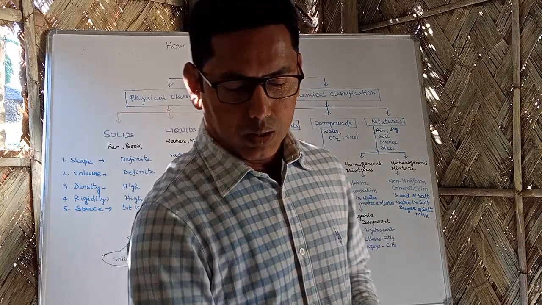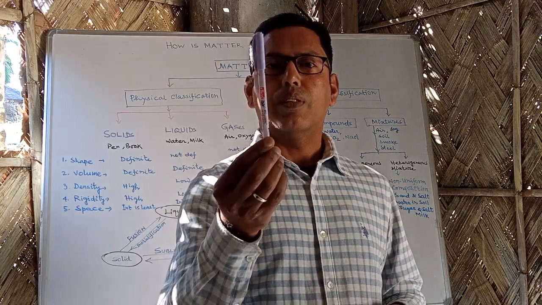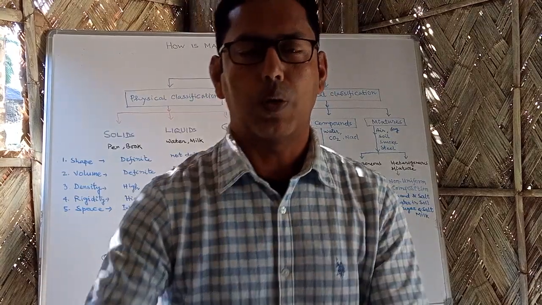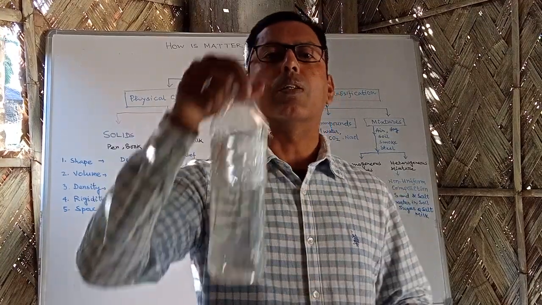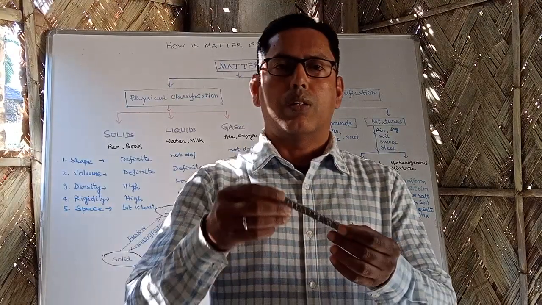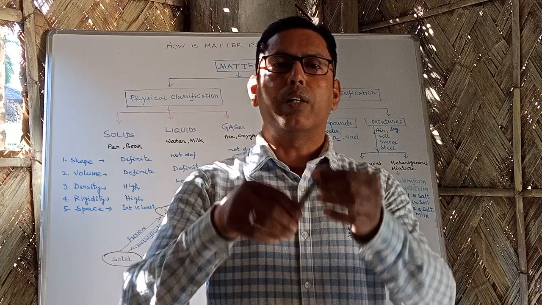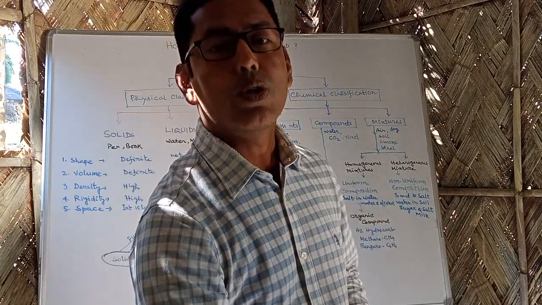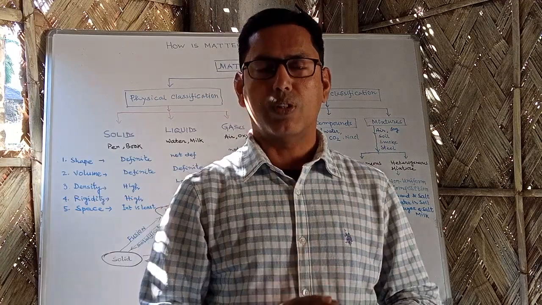Matter: this is a pen, this is an iron rod, this is a water bottle, all are matter. But what is matter? It has mass and occupies space. So anything which has mass and occupies space is called matter.